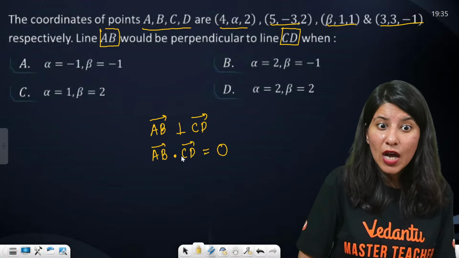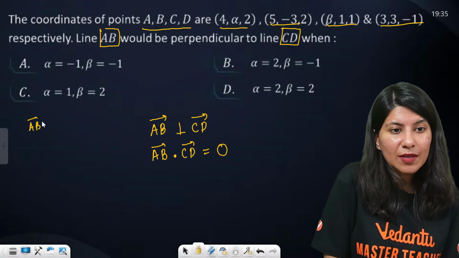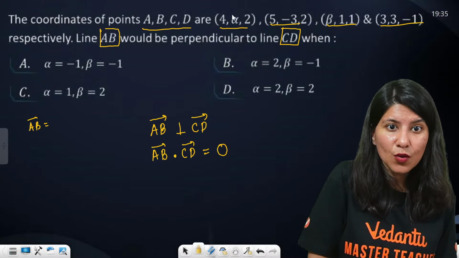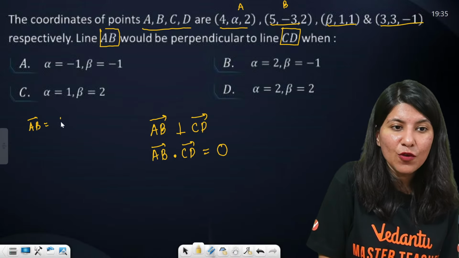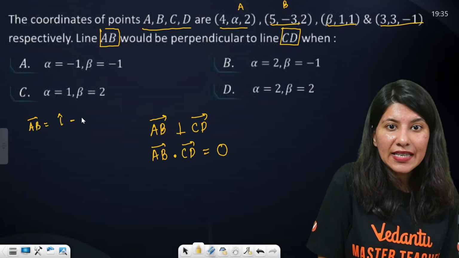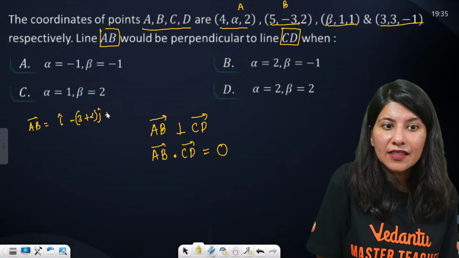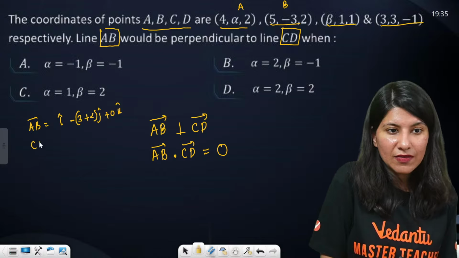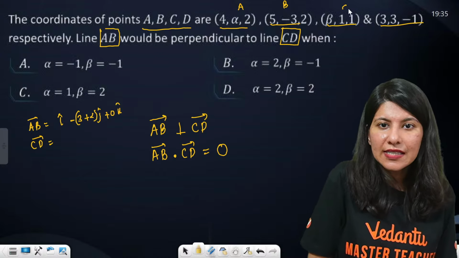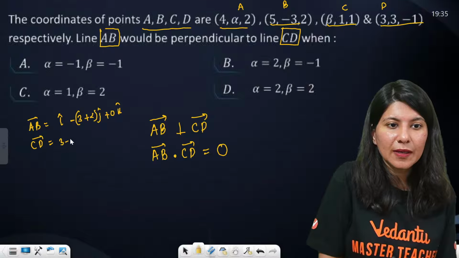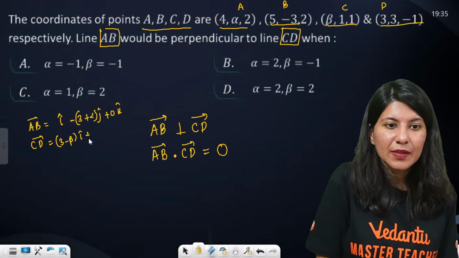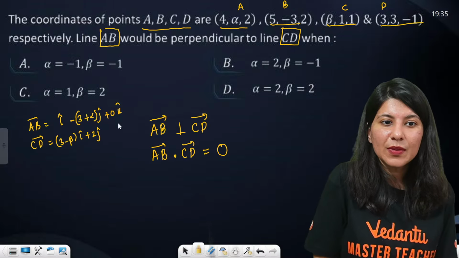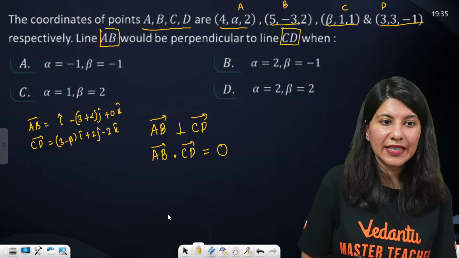Now if two vectors are perpendicular, dot product between them becomes what? 0. So now AB vector, just tell me, AB vector will be B minus A, right? So this is your A, this is your B. B minus A is (5 minus 4) i cap, then minus (3 plus alpha) j cap and 0 k cap. This is your AB vector. What about CD vector? This is C, this is D. So (3 minus beta) i cap, (3 minus 1 plus 2) j cap, (minus 1 minus 1 minus 2) k cap. Correct? This is your CD vector.